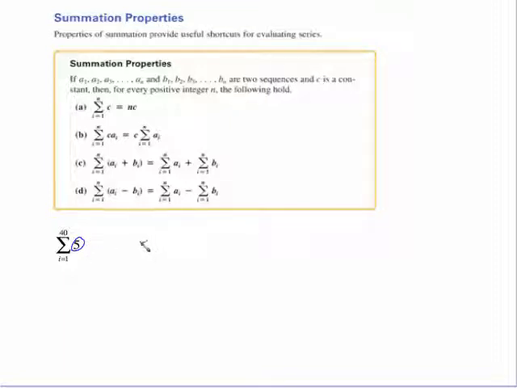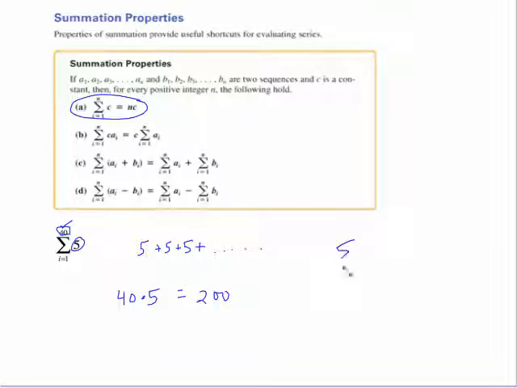So that means the first term is 5, the second term is 5, the third term is 5, etc., all the way out to writing out 40 of these 5s. Well, that's a whole lot of writing out, but according to this formula, all we have to do is multiply n, which is this number at the top of the summation, times the c, which in this case is 5. So 40 times 5 is 200.